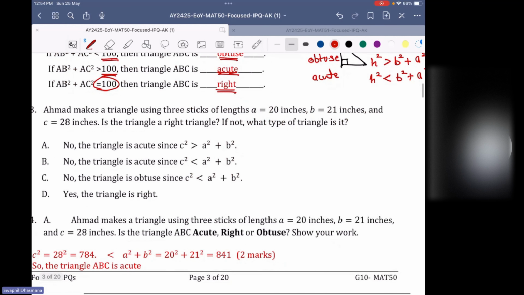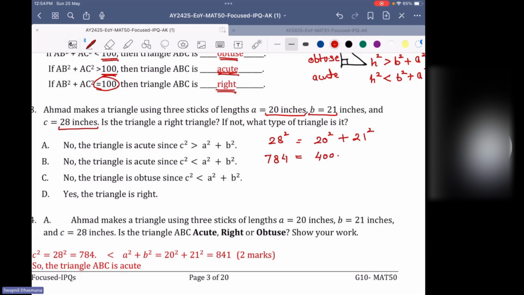This will clarify things more. One side is 28, one side is 20, one side is 21. We have to find which type of triangle it is. So just do 28 square equals 20 square plus 21 square. When you do 28 square, you can use a calculator. You will get 784. 20 square is 400. 21 square is 441. So 400 plus 441 is 841.